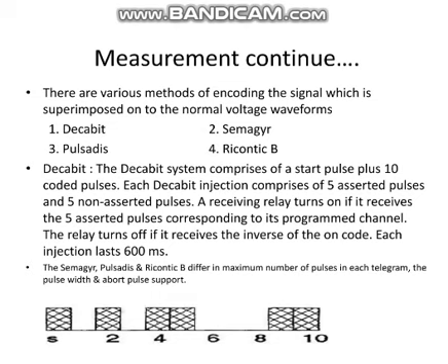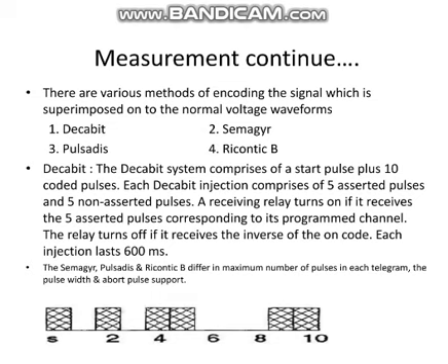Decabit. The Decabit system comprises a start pulse and 10 coded pulses. Each Decabit injection comprises 5 asserted pulses and 5 non-asserted pulses. A receiving relay turns on if it receives the 5 asserted pulses corresponding to its programmed channel.